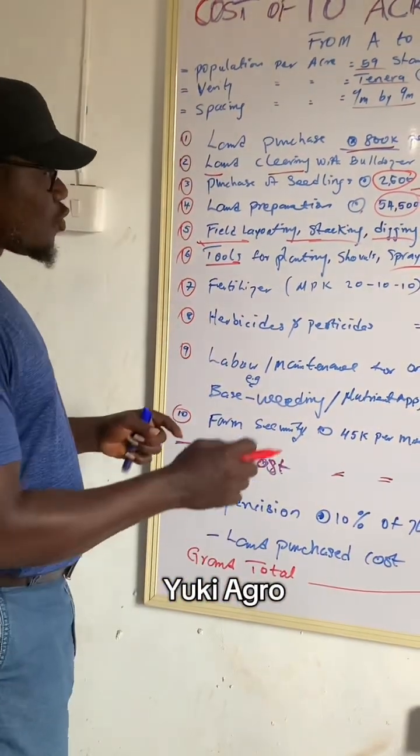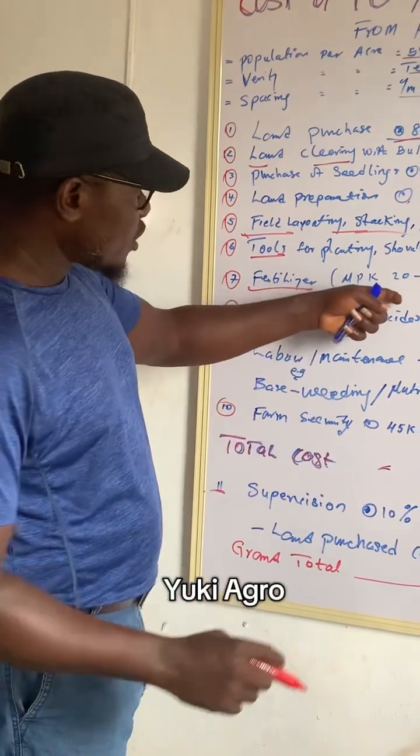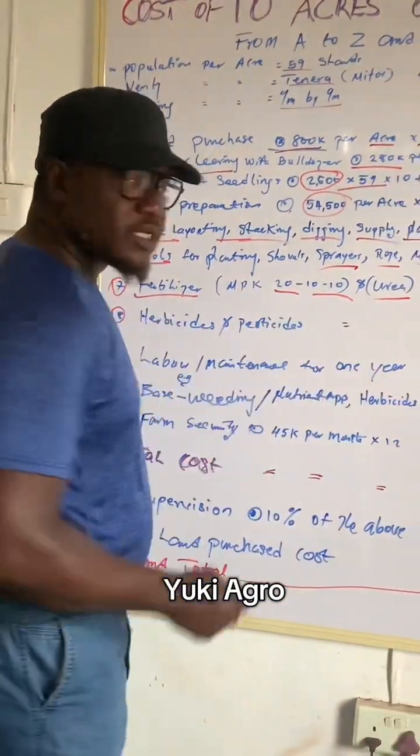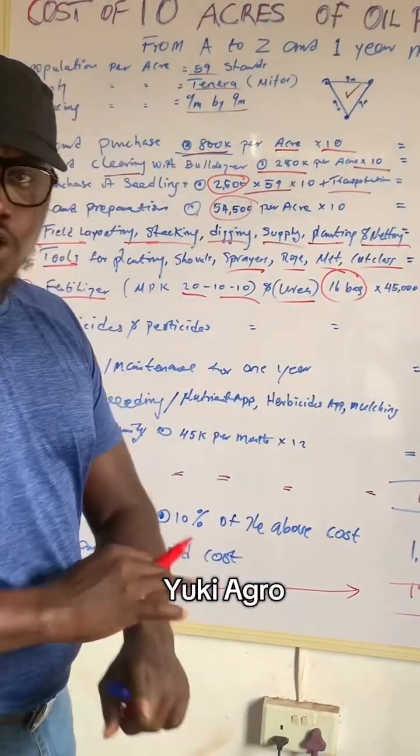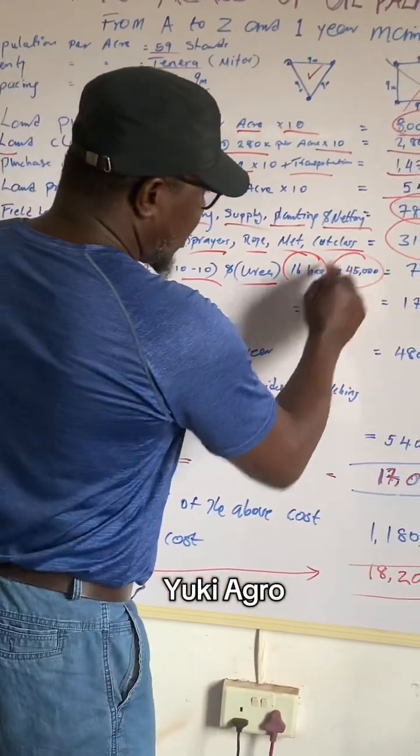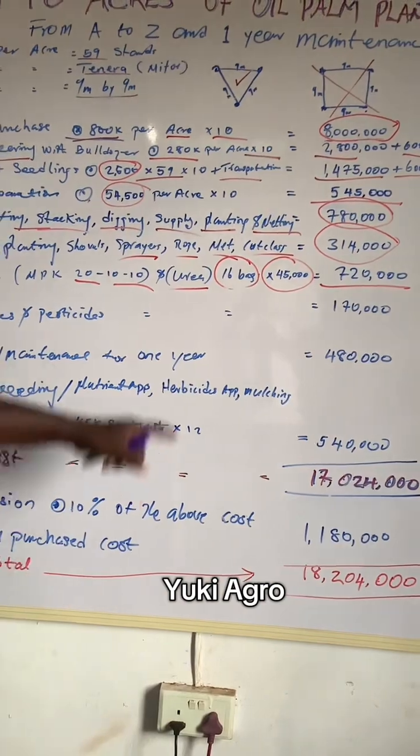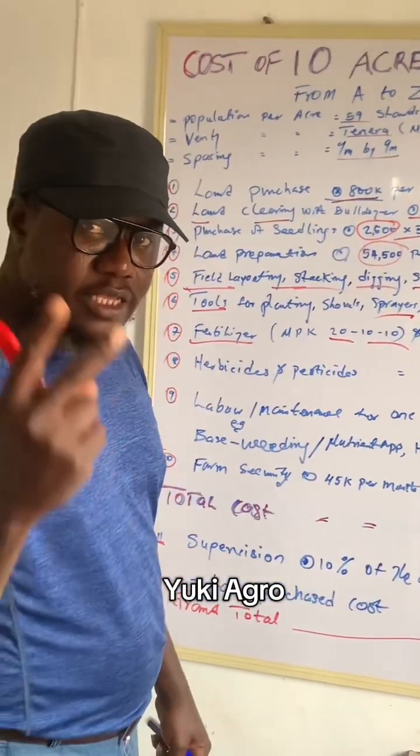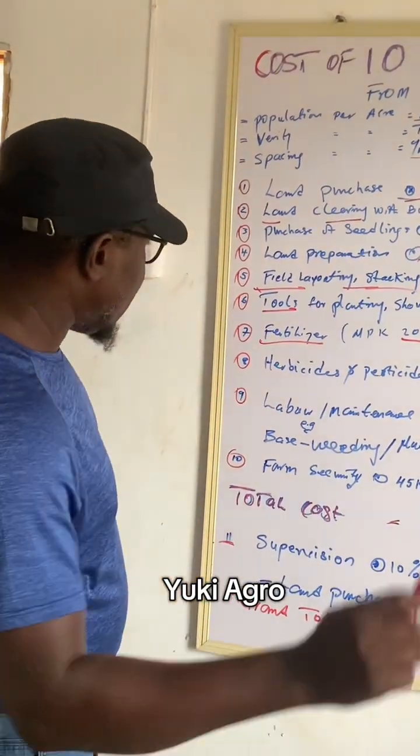Okay, then let's move quickly. Fertilizer. Strongly recommended you use NPK 20-10-10. Then of course you boost up with urea again. Then 16 bags is recommended for the whole of the 10 acres. Then 16 bags at the rate of 45,000 naira per bag, you have 720,000 naira. This nutrient will be applied throughout the first year in 2 consecutive times, in some cases 3 times during the rainy season.